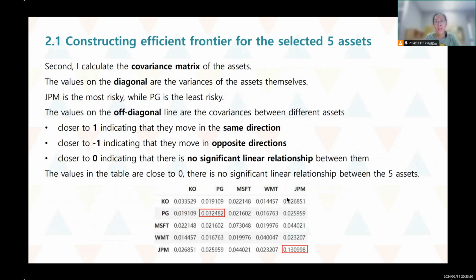Second, I calculate the covariance matrix of the assets. The values on the diagonal line are the variances of the assets themselves. GPM is the most risky, while PG is the least risky.